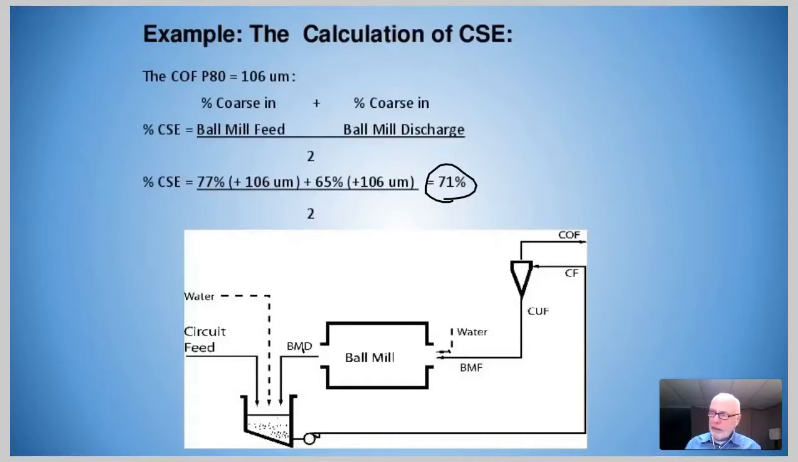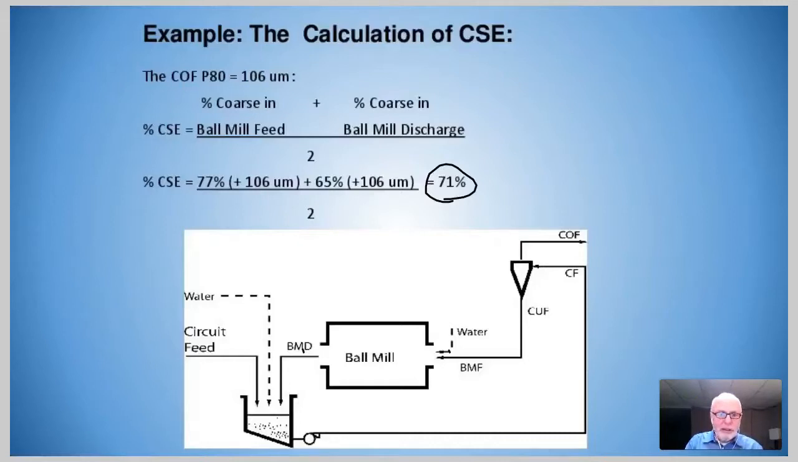Analysis and optimization of these two distinct functions, A, the ball mill, and B, the classification equipment, is what we call functional performance of ball milling circuits. So, how would we go about maximizing CSE? And that's a question of what circuit design and operating factors affect CSE.